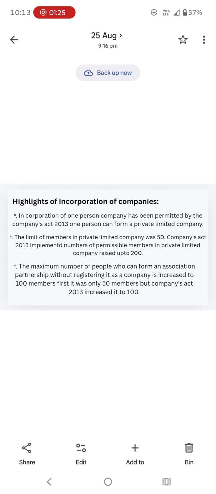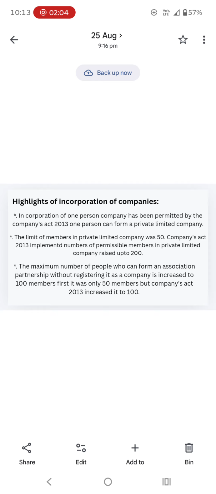First one is incorporation of one person company has been permitted by the Companies Act 2013. One person can form a private limited company. So when the act was formed, first they gave a right to one person company. In the act of 1956, one person company was not there, but when the 2013 act was implemented, a single person also can start a company. It will be a private limited company.